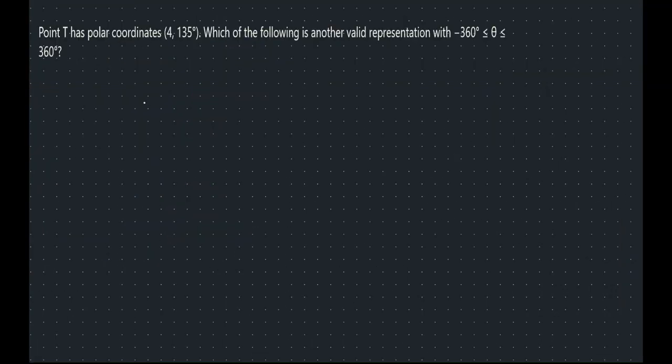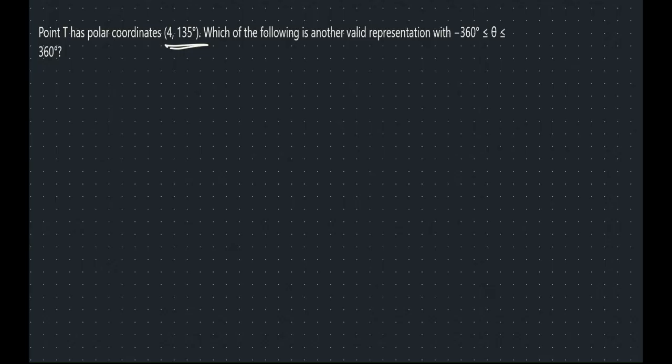So let's solve some questions to practice and understand the ideas more. This question asks us to find other representations for a point called T that has these polar coordinates 4 and 135. So what are other valid representations if theta is between negative 360 and 360? Because if it was not for these boundaries that we put, then there would be infinitely many solutions to this.